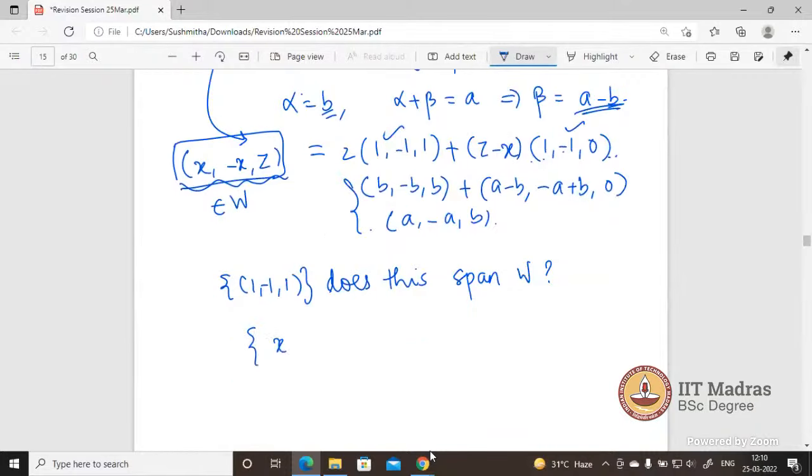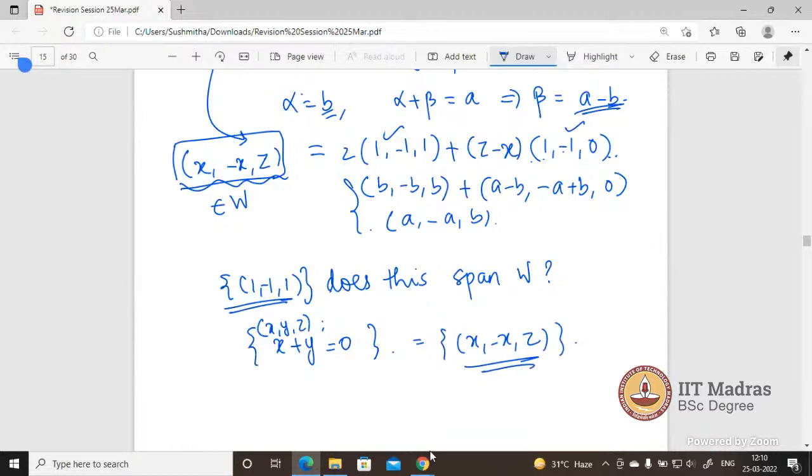My W is this: the set of all x, y, z such that x plus y is 0. Does this span this set? It will be x, minus x, and z, right? Does this set span this space? No, because x plus y is 0, and the first is 1 and the second is minus 1, so we are adding and getting 0. For z, we don't have any condition.